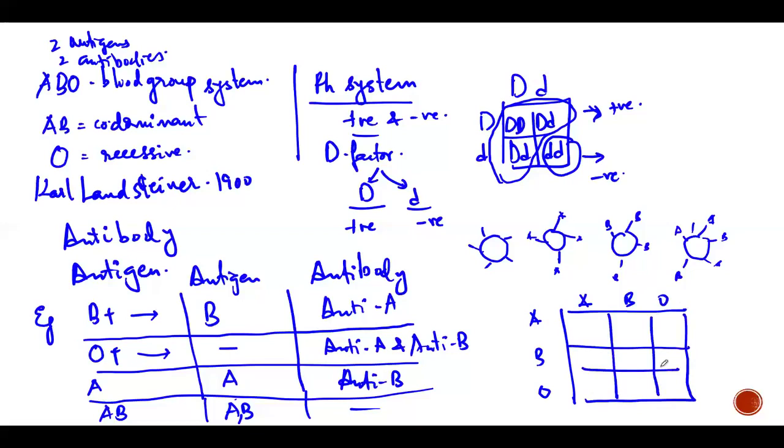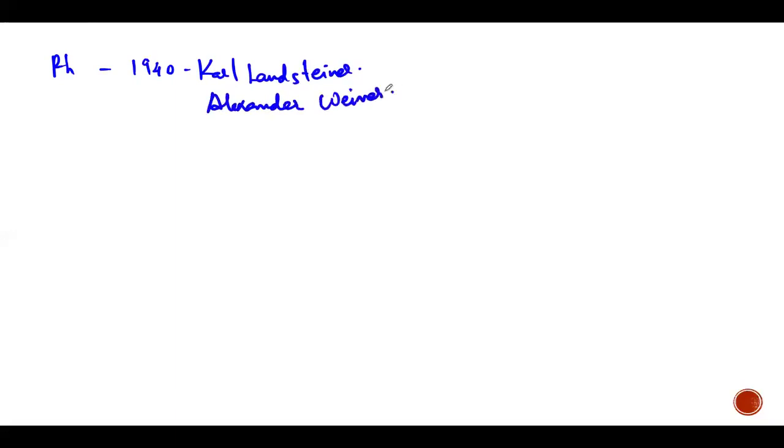Now, similarly, I don't think I have any more space, so I'll go to the next one. If I'm talking about RH, what is the RH blood group? Just some extra information: it was discovered in 1940 by Karl Landsteiner and Alexander Wiener, around 40 years after the previous one. And this is the one that gives you what you normally hear as positives and negatives.